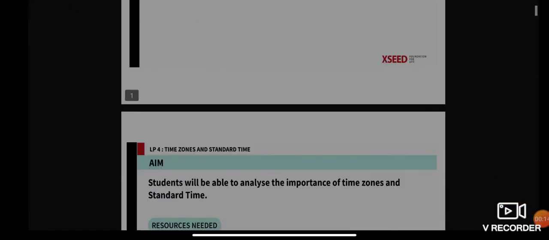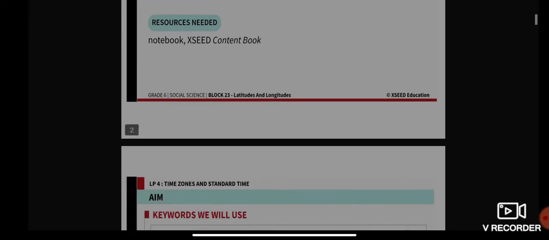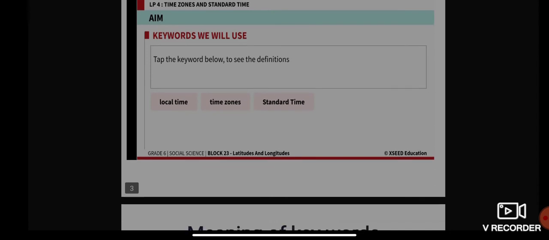So today we are going to start with the new topic under block 23, that is time zones and standard time. The aim for our class today is that students will be able to analyze the importance of time zones and standard time. Resources needed are your notebook and your exit content book. The keywords for today are local time, time zones, and standard time.